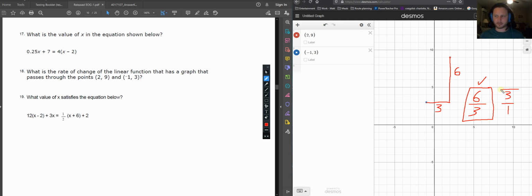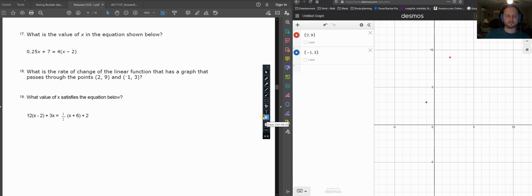Or sorry, not 3 over 1. What am I talking about? That would end up being 2 over 1. But even though that would still get marked correct, the best thing you could answer for number 18 would be 2. Just 2. You don't need to enter the slash, and it's unnecessary. You can just enter a regular 2.